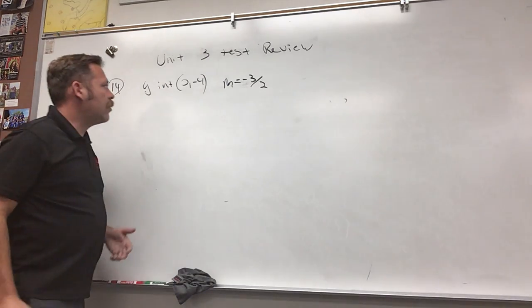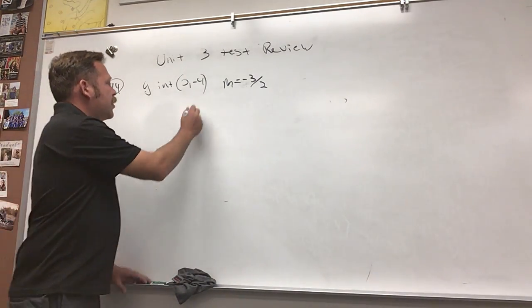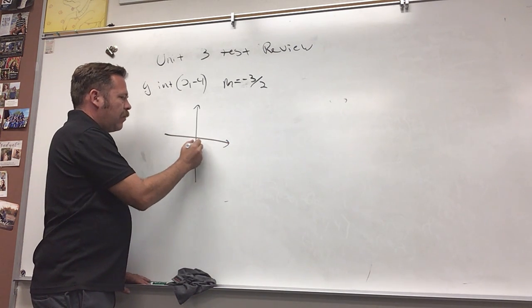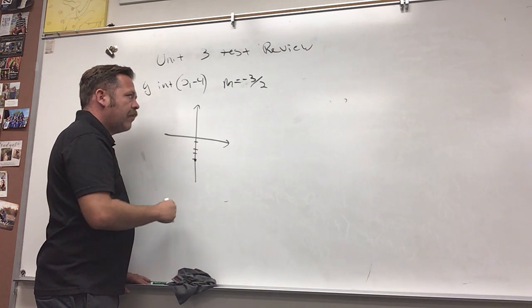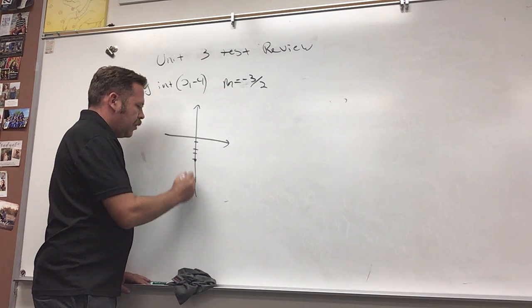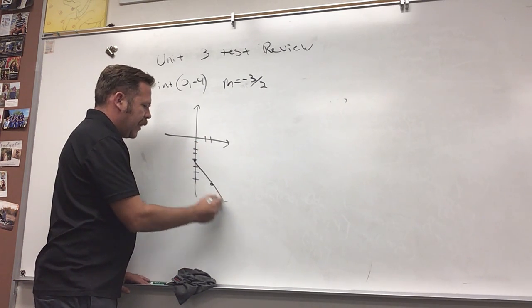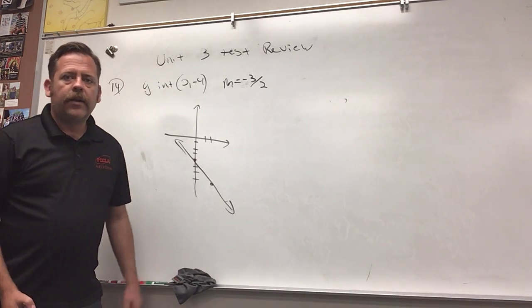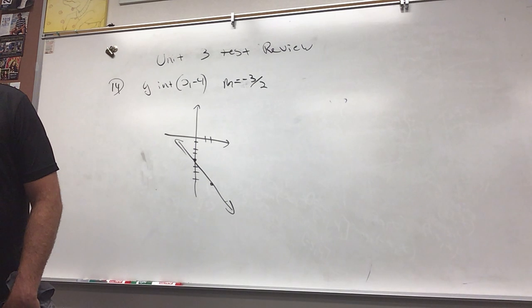All right, and it says to graph, well, this is real easy. You start at the point (0, -4), and this slope says to go down 3 and over 2, 1, 2, 3, to the right 2, and that is it. Okay? Piece of cake.